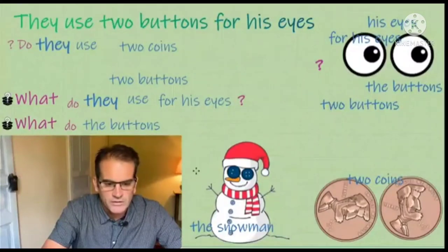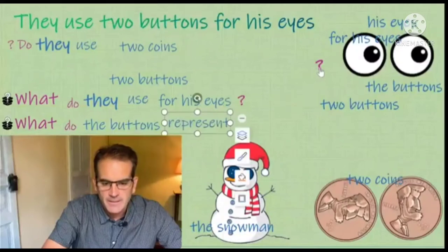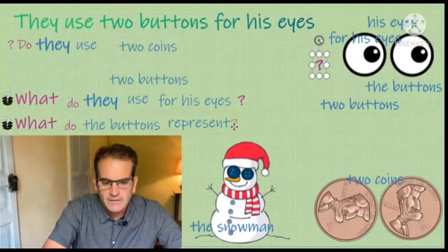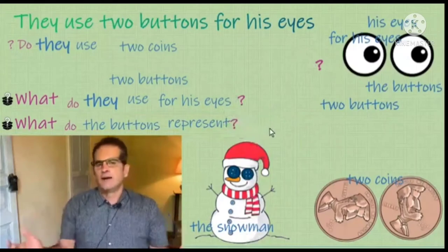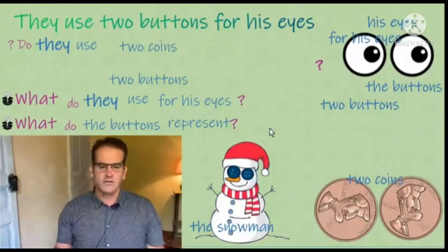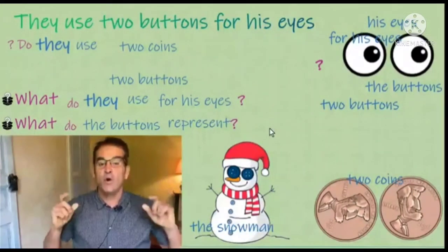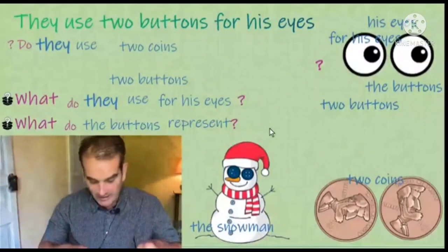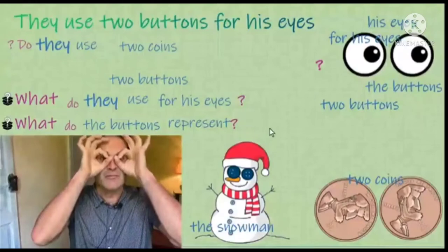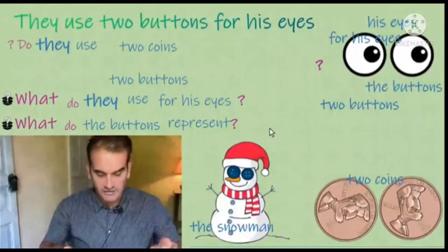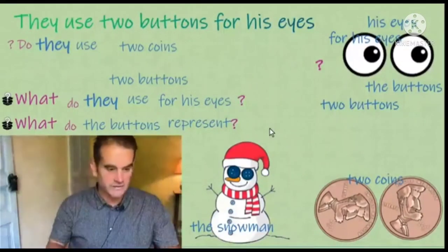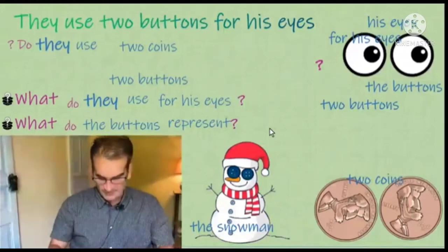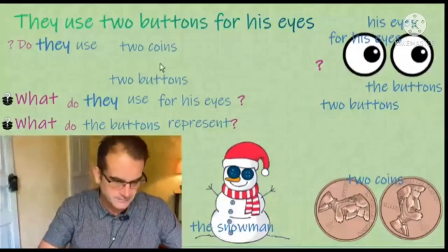So what do the buttons represent? Do the buttons represent his nose? Do the buttons represent his ears? Or do the buttons represent his eyes? Yes, the buttons represent his eyes. Okay, so they use two buttons for his eyes. Okay, good.